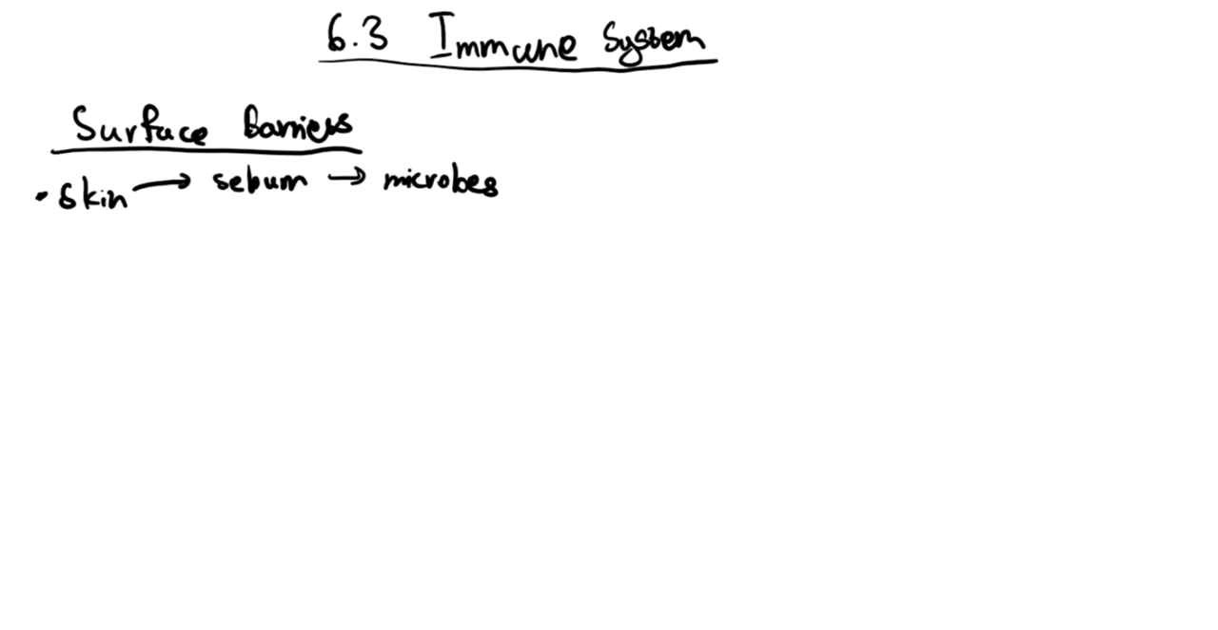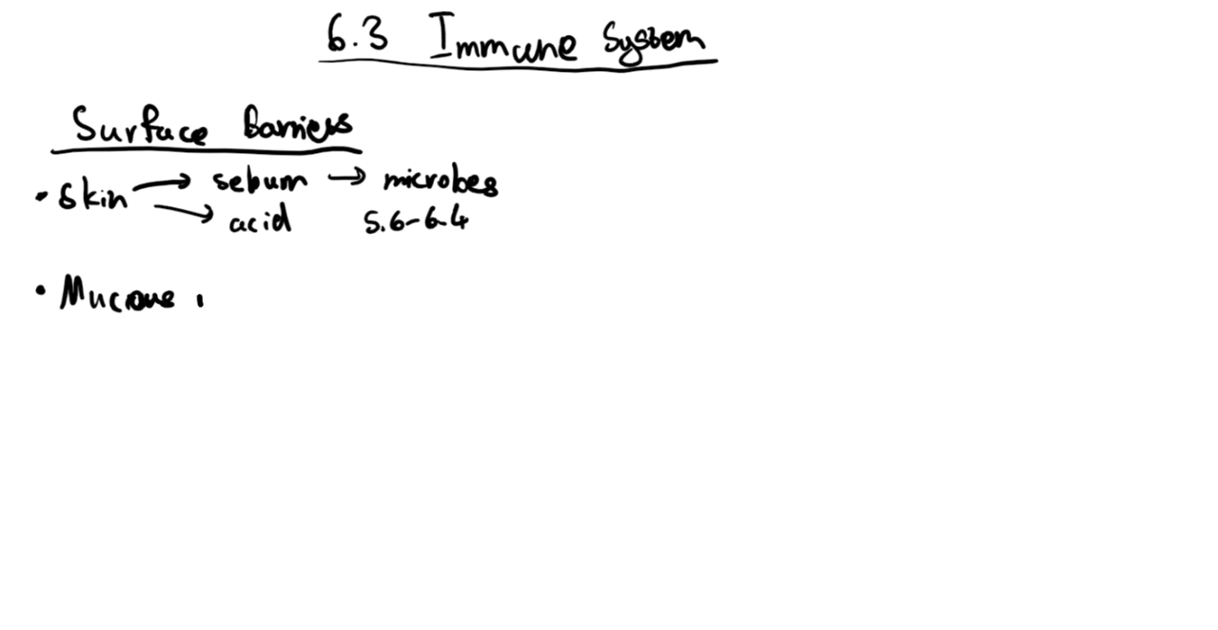They also have lactic acid and fatty acid. So acid types, lactic and fatty acid. So the pH is about 5.6 to 6.4, which is in the acidic range, slightly acidic, and that prevents or reduces the microbial growth on the skin. Next, we also have mucous membranes.